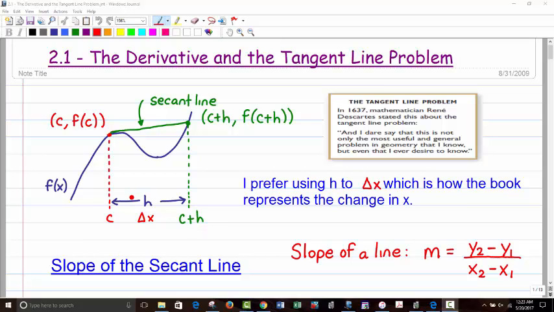I like to use h. There's books that use h also, but I like to use h. It's a lot simpler to use than delta x, and I'll show you why in a little bit. So if this point's denoted as c, f of c, and then h is the distance between the two x's, that would make the next x c plus h. So it would be c plus h, f of c plus h.